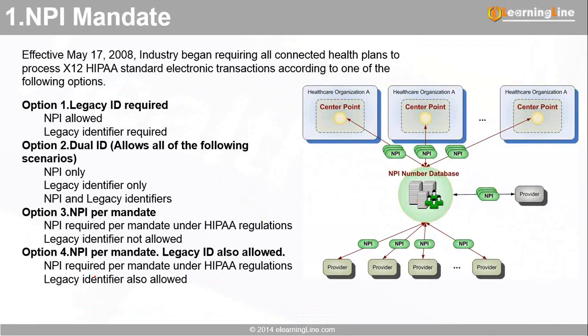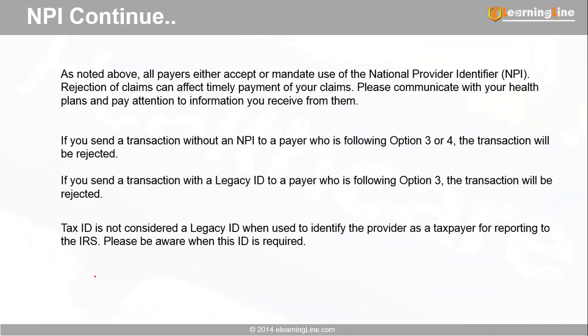The third one is NPI per mandate. NPI required per mandate under HIPAA regulation, legacy identifier not allowed. So if your system is capable of taking NPI, you are not setting up the system to accept legacy ID, then also you are good. The next one is NPI per mandate, legacy ID also allowed. Now NPI required, but legacy ID also allowed. So what they are saying is that, okay, NPI is coming, but if they are sending the legacy ID, you cannot reject the case. Let the system accept the legacy ID as well as the NPI. So this is what the NPI mandate was overall.